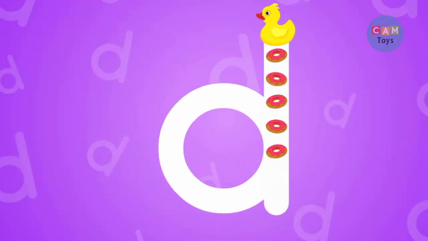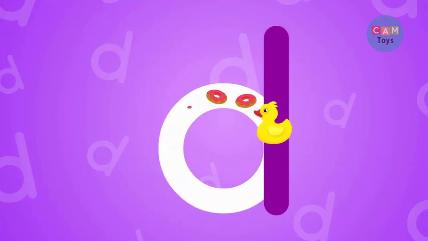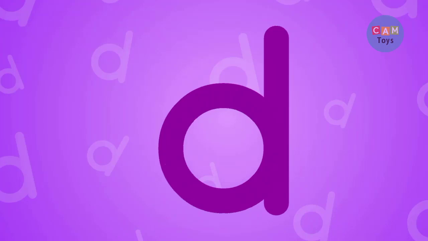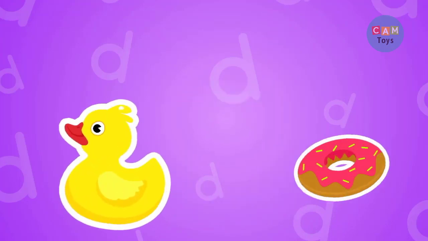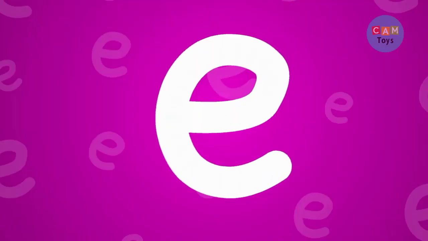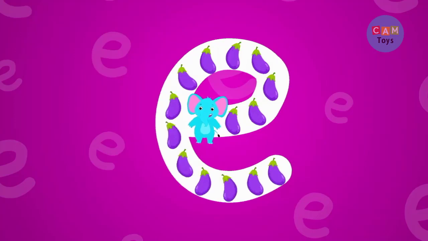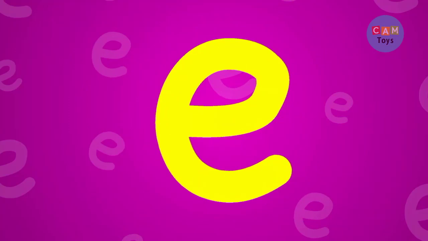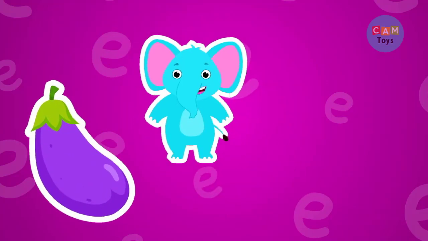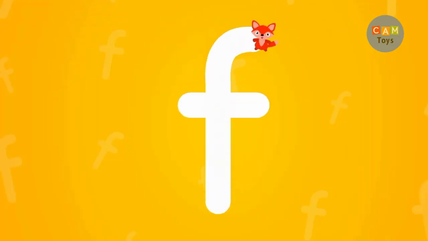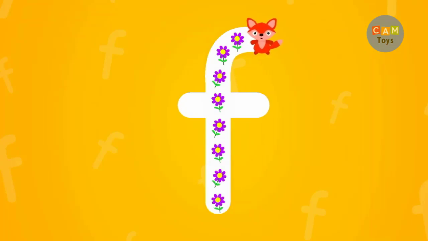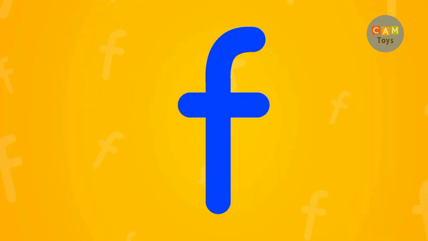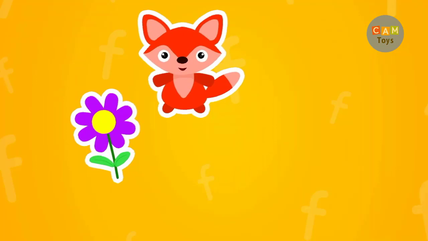This is the letter D. D is for duck, donut, dolphin. This is the letter E. E is for eggplant, elephant, engine. This is the letter F. F is for flower, fox, fire, flamingo.